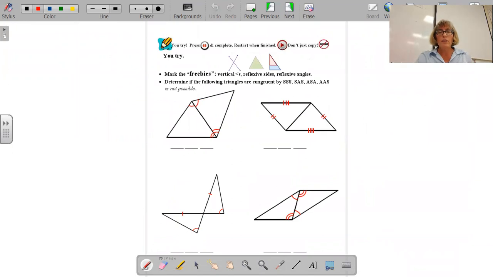This page, follow the same process. Find the freebies, mark them, and then determine which shortcut it is. Don't cheat. Pause the video and then restart. Pause.